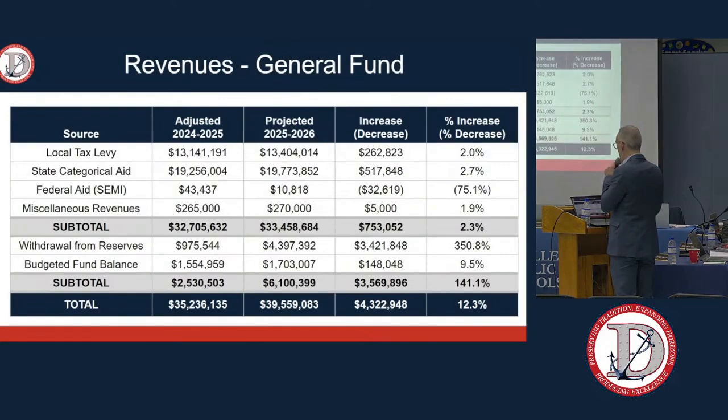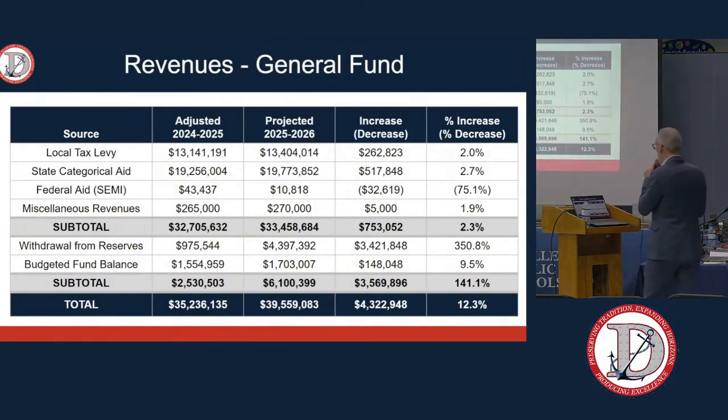the specific funding. So we have 3 buckets of revenues. The first is the general fund. And so we're looking at a local tax levy increase of 2%. We also receive state categorical aid, federal aid through SEMI, which is Medicaid reimbursement, which we understand is going to be slashed significantly across the country. And then we also have miscellaneous revenues.